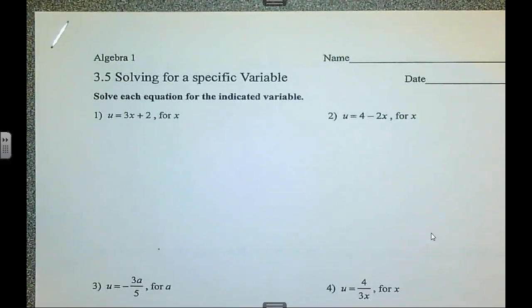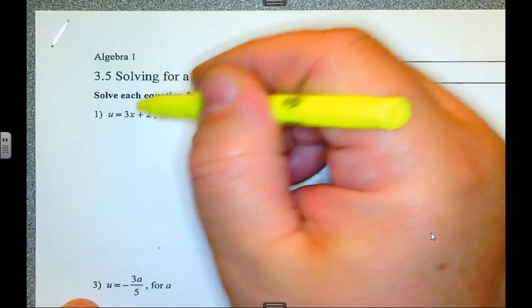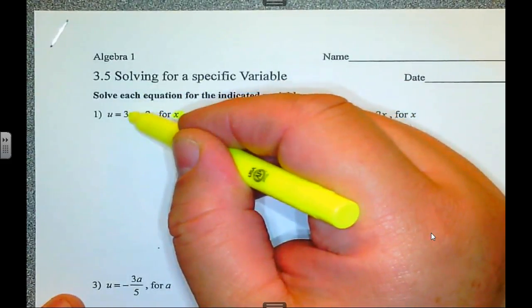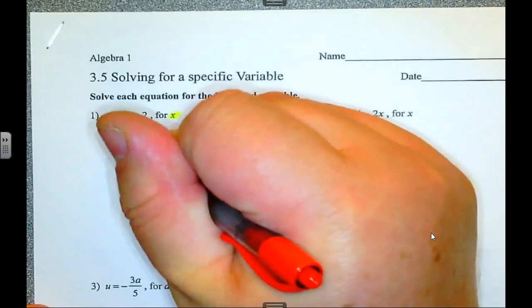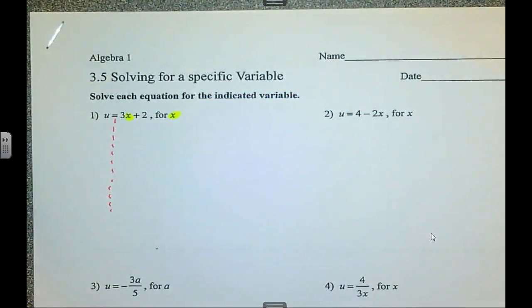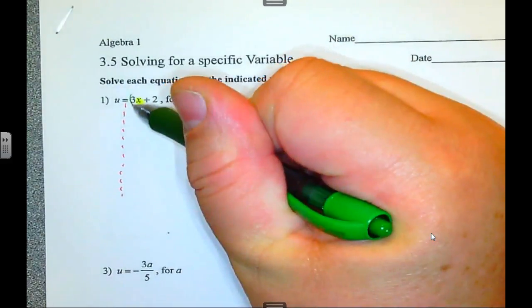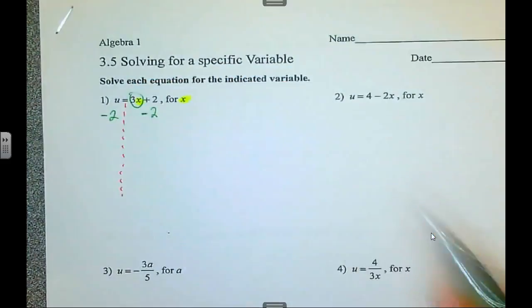So this is solving for a particular variable, a specific variable. In number 1, it's asking us to solve for x. It's an equation, so we have to isolate x on one side of the equation, right? There's my x in the equation. So I'm going to put my dotted line where the equal sign is because it helps me. I have to get this term by itself first. So I'm going to subtract 2 from each side of my equation.